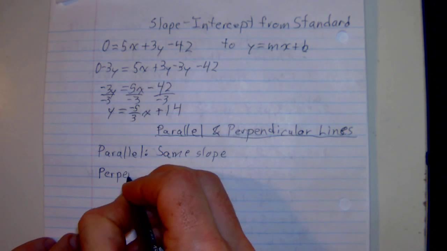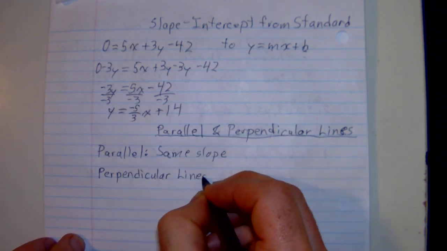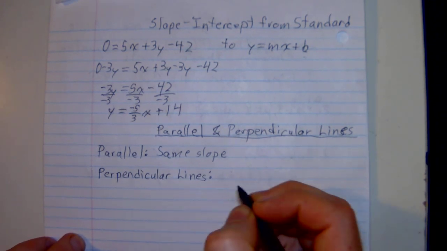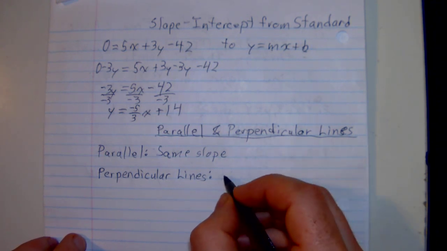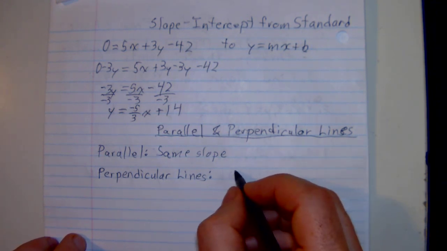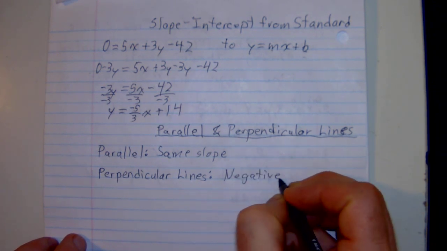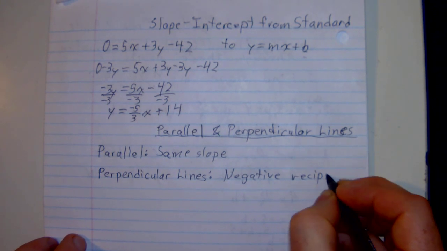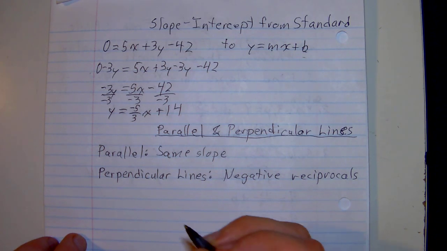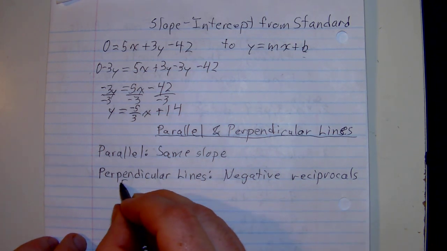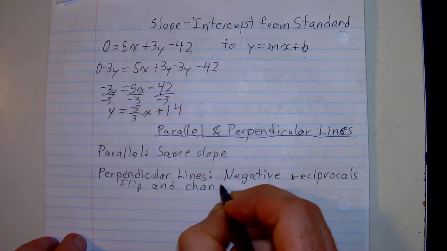So parallel lines always have the same slope. Perpendicular lines, well, they're a little bit different. So we say that the slopes are negative reciprocals if the two lines are perpendicular. And that's a fancy way of saying flip the fraction and change the sign.